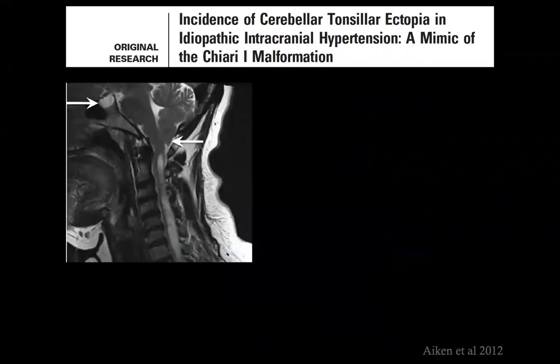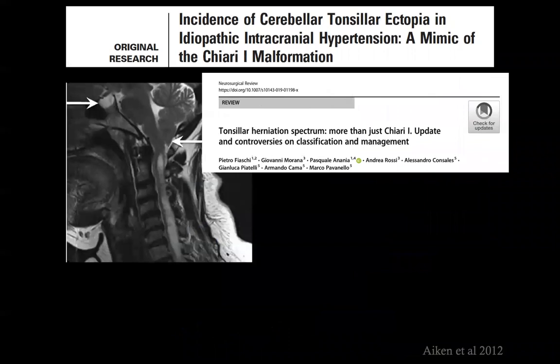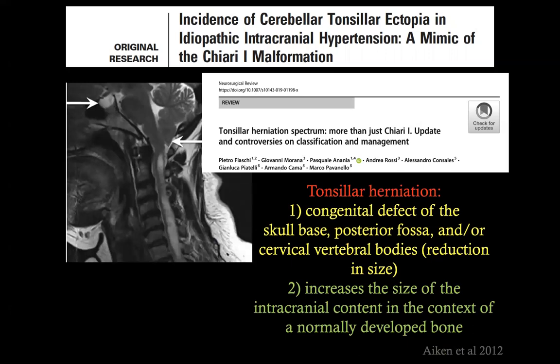Finally, remember the possibility of cerebellar tonsil ectopia that can be associated with intracranial hypertension, but also hypotension. But to do so, you need to understand the tonsil herniation spectrum. It is not only what you call Chiari 1 and what you don't call Chiari 1. Remember that tonsil herniation can be due, most of the time, to a congenital defect of the container, so skull base and posterior fossa, or to an increase in size of the intracranial content. And these are the true kind of Chiari malformation. But you can also have this due to an imbalance of the CSF status.